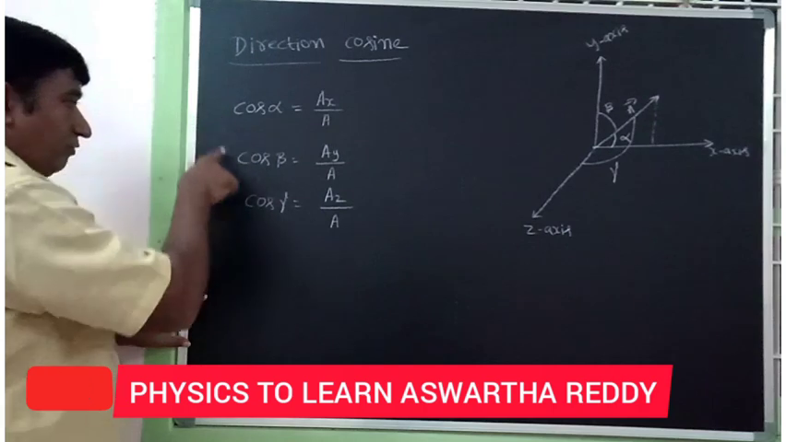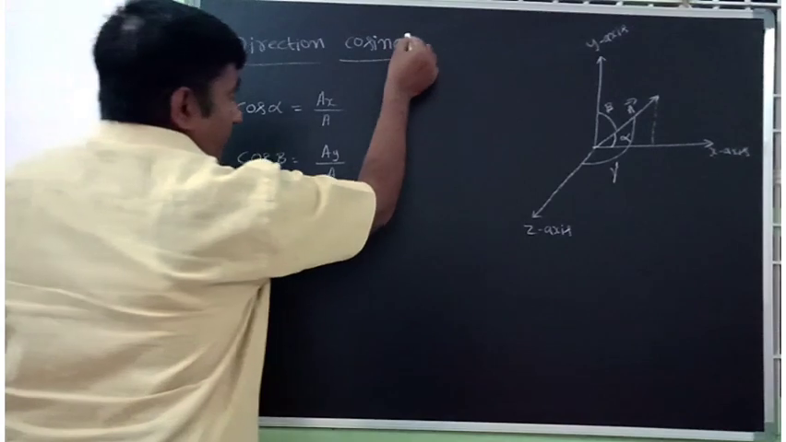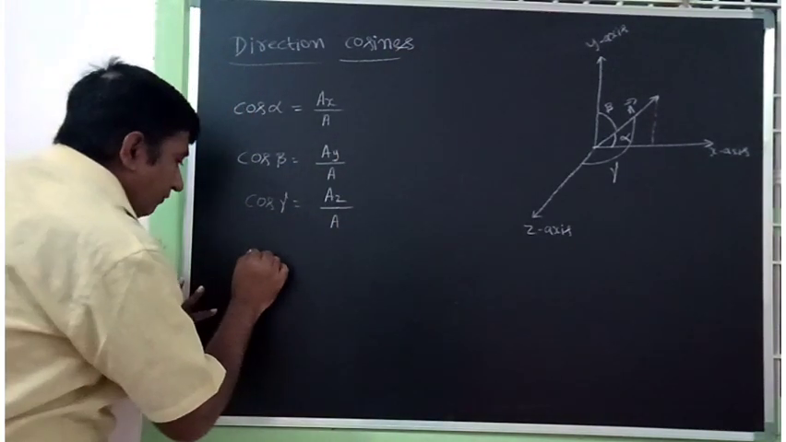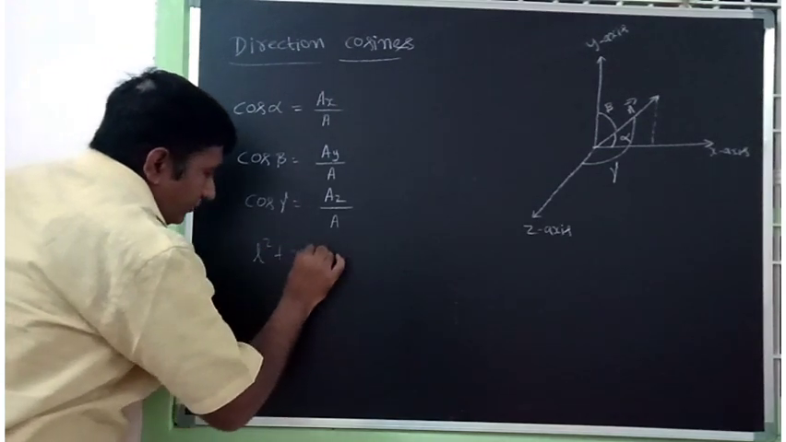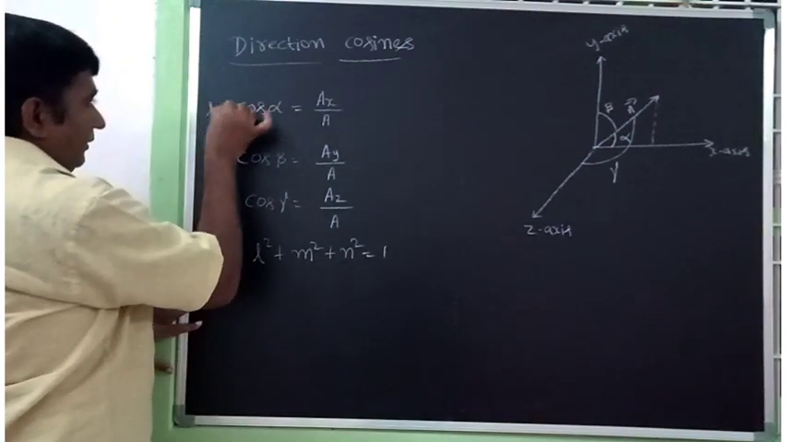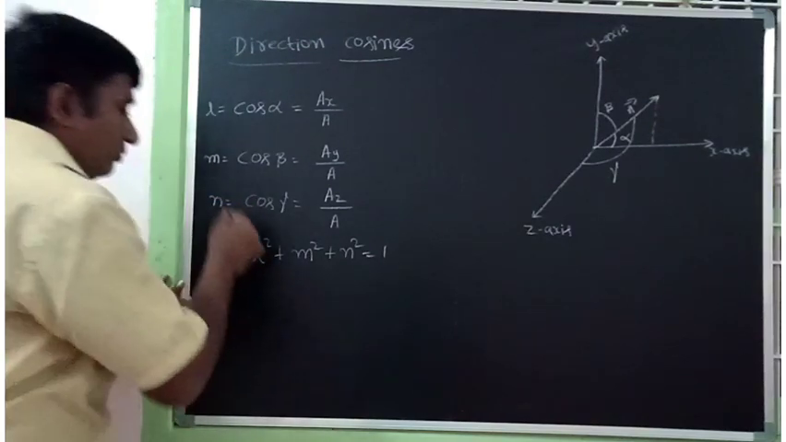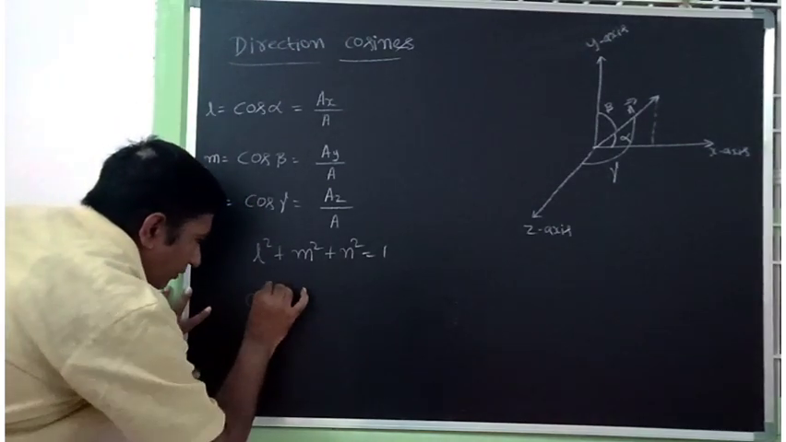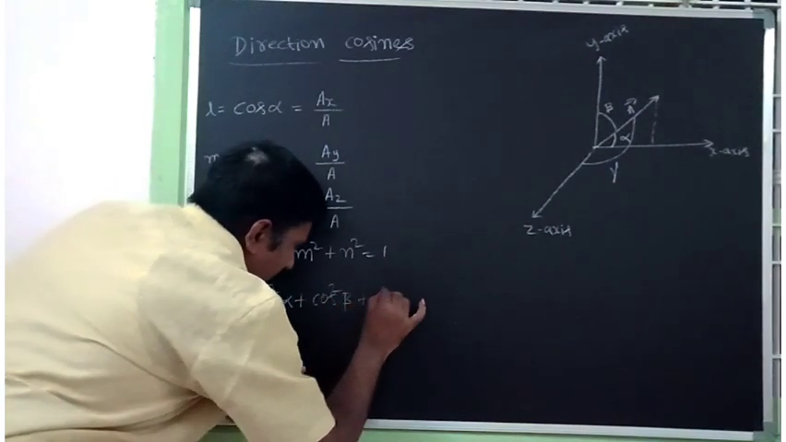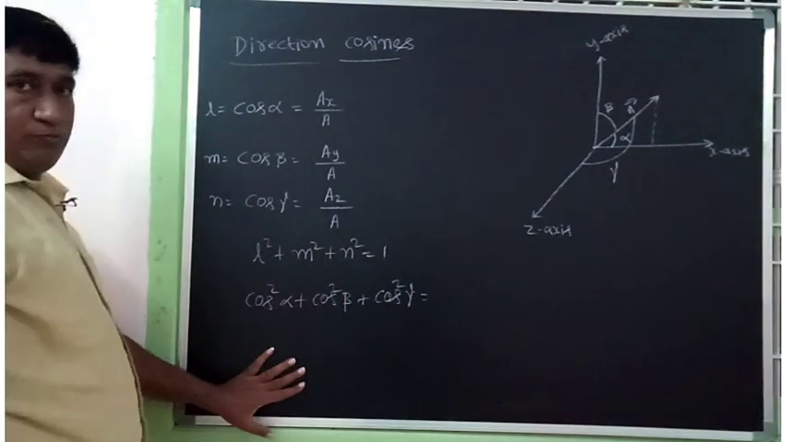So cos alpha, cos beta, cos gamma, you can call them direction cosines. We take them as l, m and n. With the help of this, we can write l square plus m square plus n square is equal to 1, that is, cos square alpha plus cos square beta plus cos square gamma is equal to 1, which we have to prove.